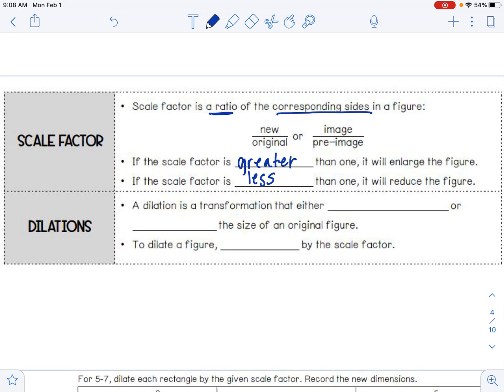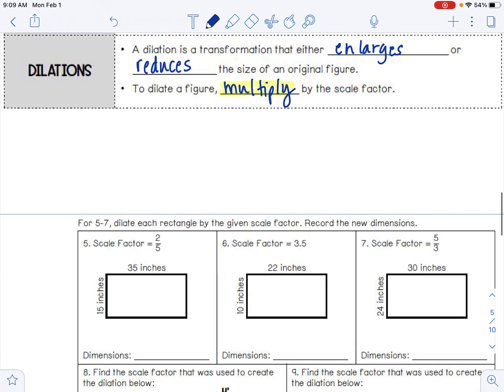A dilation is a transformation that either enlarges or reduces the size of an original figure. In order to dilate the figure, you're going to do what we just did with that table up above, and you just simply multiply by the scale factor, okay? So key is we're going to do lots of multiplication. So I've got 5 questions for you guys.